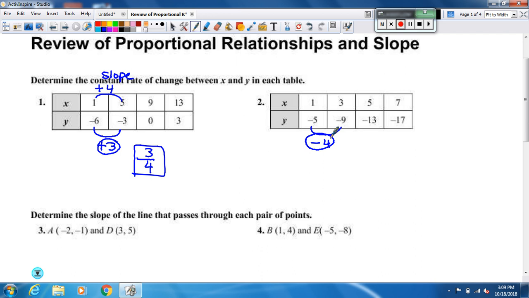So that's a -4. Okay, the number 2, from 1 to 3 is adding 2. And the x values are adding 2 each time. So the constant rate of change is -4 over 2. And -4 divided by 2 is -2, so that is the answer to that one.